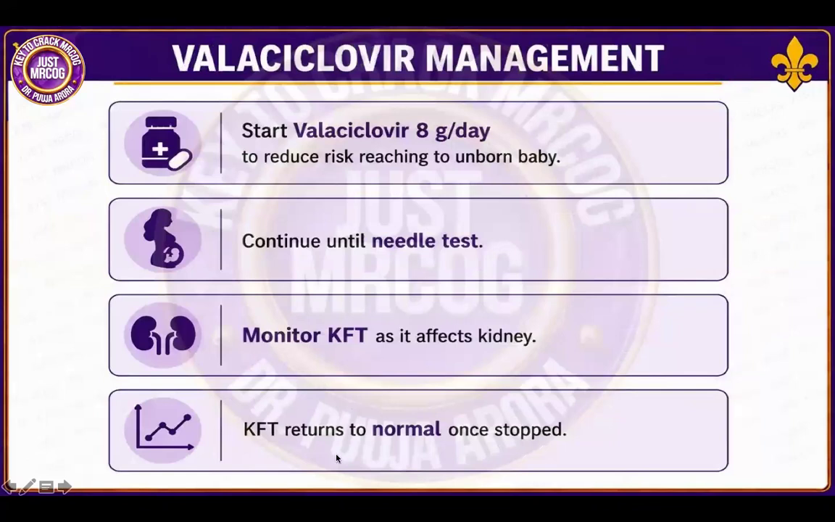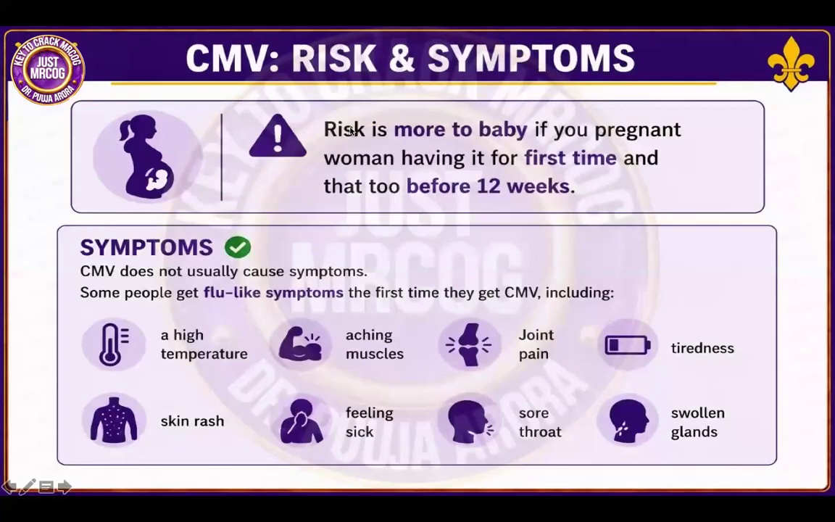This we have already discussed, that how we give treatment to a mom. This we have already discussed, that risk is more to baby if you are pregnant, having it for the first time, and if it is before 12 weeks. What symptoms can the mother come with? High temperature, aching muscles, joint pain, tiredness, skin rashes, feeling sick, sore throat, and swollen glands.